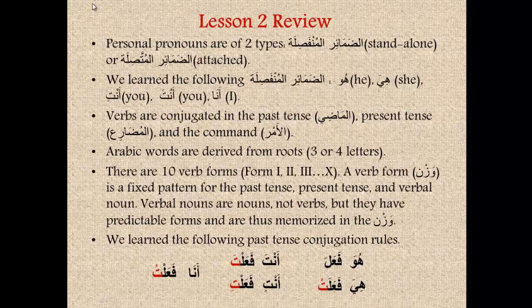And last but not least, we learned the following conjugation rules for the past tense verb and for the form 1 verb. So we learned huwa fa'ala, hiya fa'alat, anta fa'alta, anti fa'alti, and ana fa'altu. And these conjugation rules apply to all past tense verbs regardless of form and regardless of whether the verb may be irregular or regular. This is the end of lesson number 2.